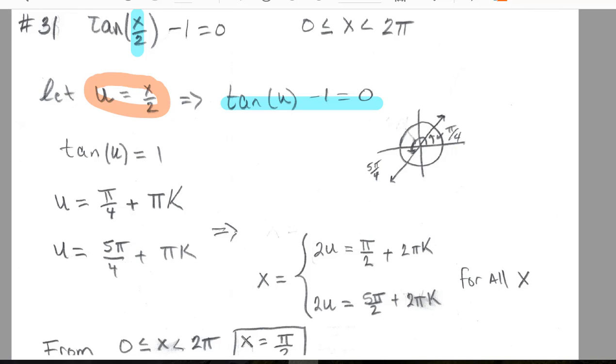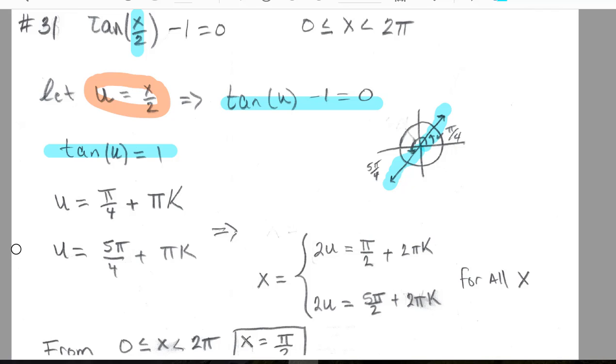So tangent of u minus 1 equals 0. I added 1 to both sides to get tangent of u equals 1. Once I did that, where does tangent of u equal 1? From the unit circle, there are two places on one period of tangent, or one rotation of the unit circle, where tangent of u is equal to 1. That's pi over 4 and 5 pi over 4.